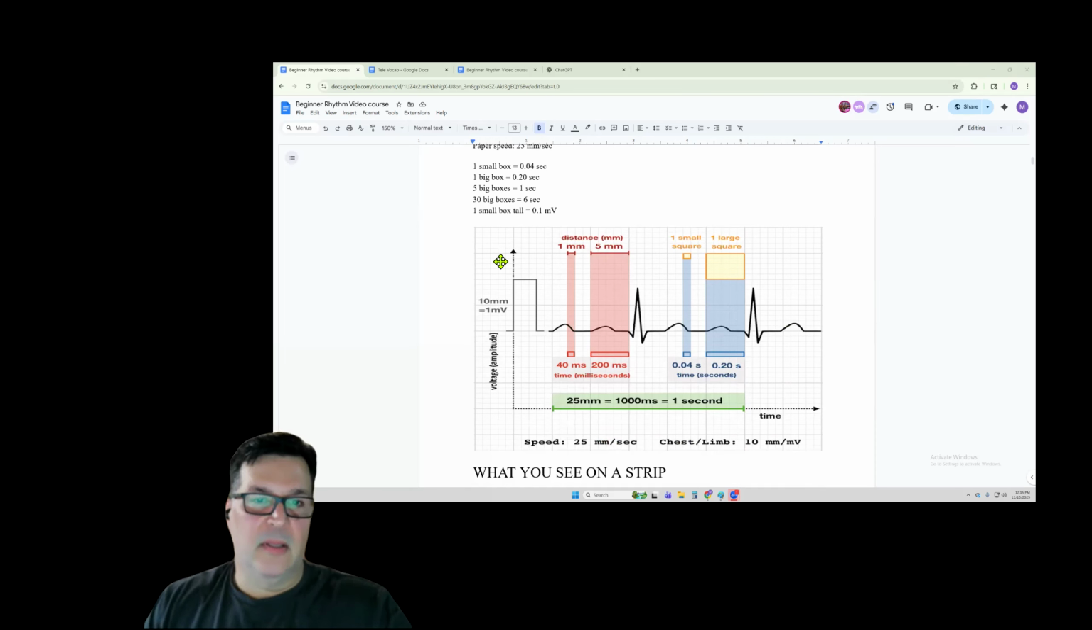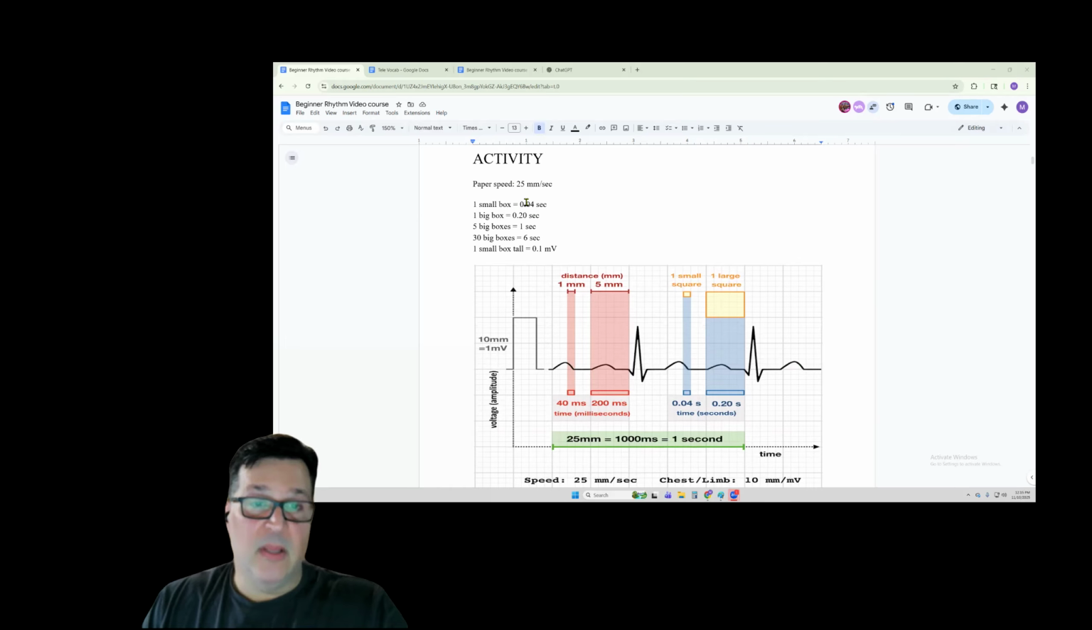So looking at the rhythm strip, it measures time. Left is the oldest, right is the newest. The page scrolls by at 25 millimeters per second. Excuse me. So one big box is 0.2 of a second. There's 5 little boxes inside of a big box, which is 0.04 of a second. And then 5 big boxes makes 1 second, which 5 times 5 is 25 millimeters.